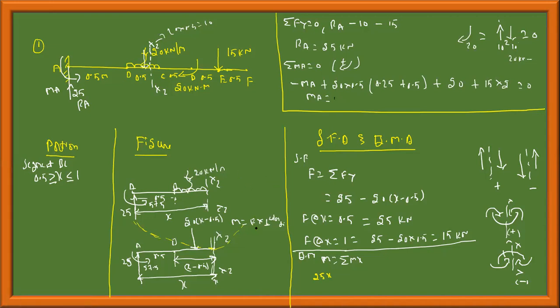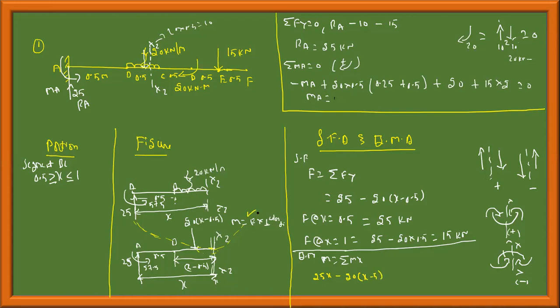Moment is equal to force into perpendicular distance. Force is 20 into 0.5. Since I am taking the section x here, this distance has become x minus 0.5. The complete distance is x, and x minus 0.5 is this distance. This is causing an anticlockwise moment, hence it is negative.